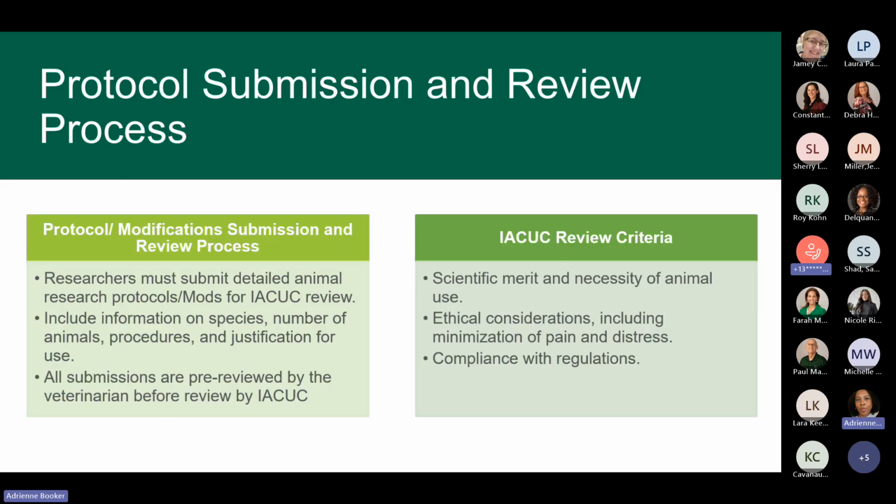The protocol submission process is key to ensuring that animal research is conducted ethically. Researchers must provide a detailed protocol that outlines the species, number of animals, and procedures. A veterinarian provides a pre-review that focuses on the animal's well-being before the protocol can be submitted to the IACUC for review. The IACUC then reviews protocols based on scientific merit, ethical concerns, and regulatory compliance. Proper review ensures animals are used only when necessary and their welfare is prioritized throughout the research.